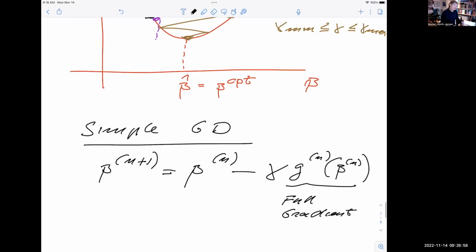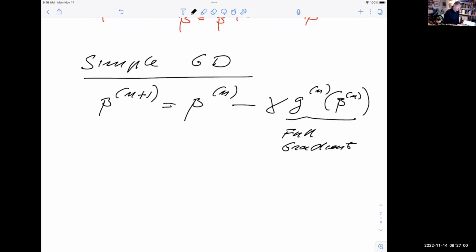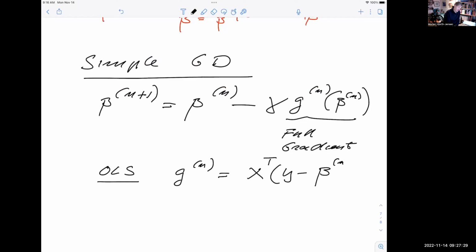And just to prepare you for the examples to come, the full gradient, if we now look at ordinary least squares, then the gradient of g of n is going to be given by the design matrix X, which is fixed. And this now contains a y value, which is also fixed. We know the values of it. But then we have to multiply that with the unknown parameter beta. And this is a beta of n.